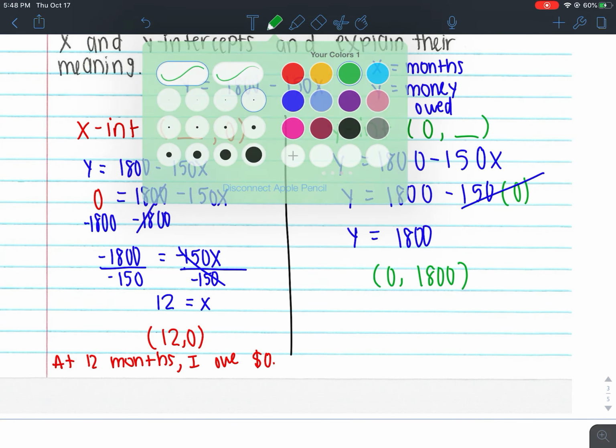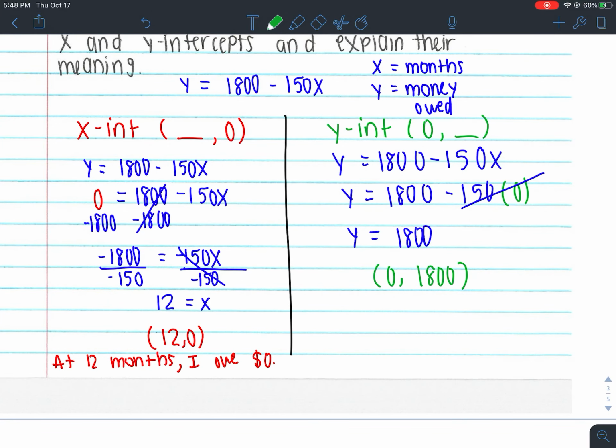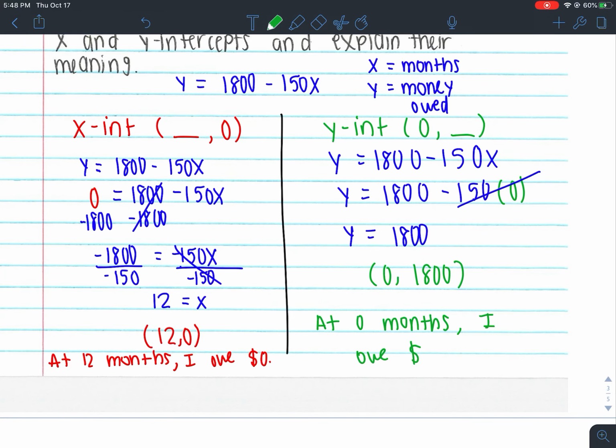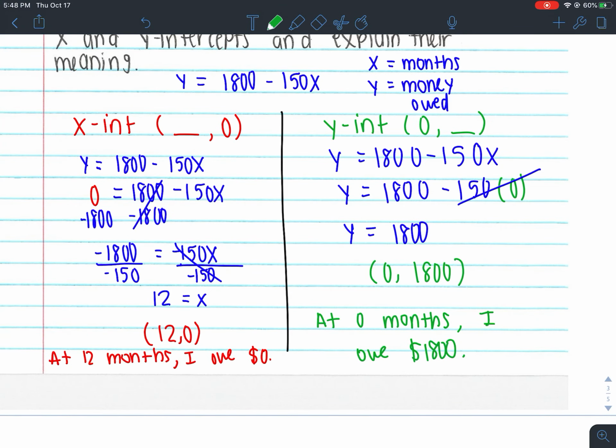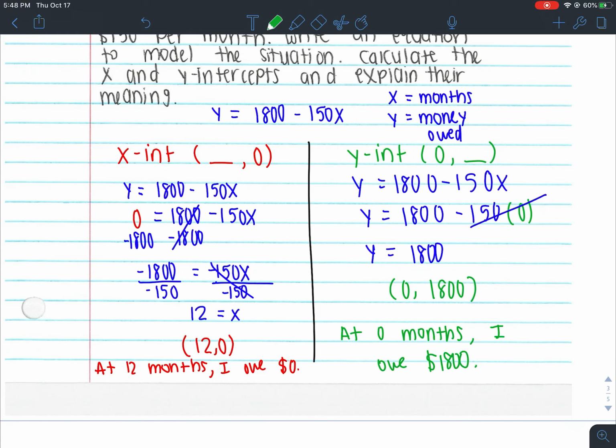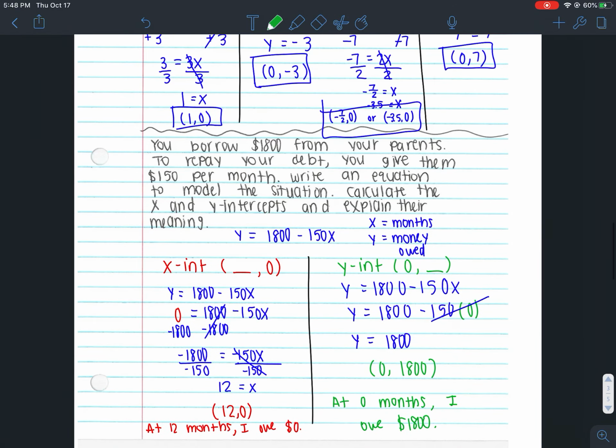Okay, now we've got to interpret the meaning. Well, what does the x value represent? It represents the month. So at 0 months, and then what does the y value represent? The money owed. So at 0 months, I owe $1,800. So at the very beginning, before I have paid anything off, I still owe $1,800. And that makes sense to me.